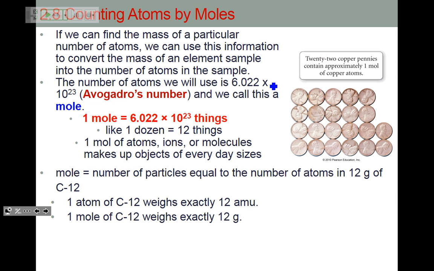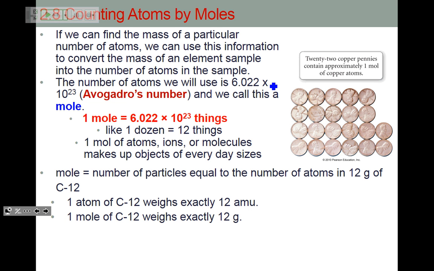Number of particles equal to the number of atoms in 12 grams of carbon-12. Because remember, carbon-12 weighs 12 AMU. So that's just our normalization. That's where the number comes from. We had to have a way to normalize it. So that's why 1 mole of carbon-12 weighs exactly 12 grams. You don't need to memorize that. That's just where the number comes from. We needed some way to normalize it so we can understand it.